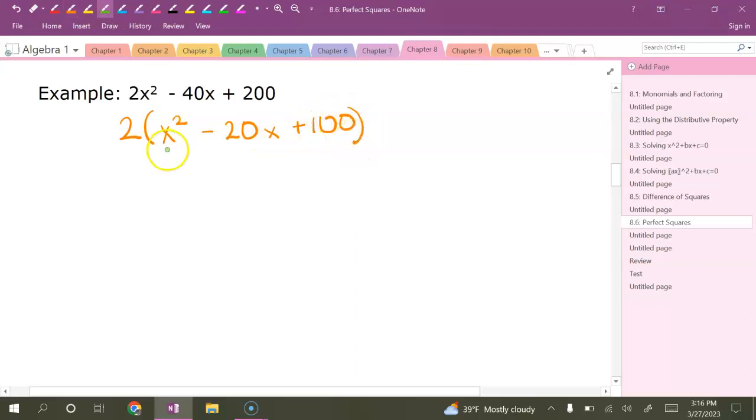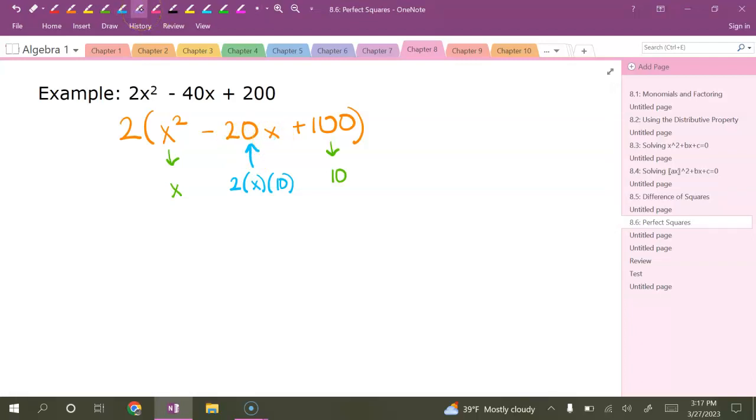Okay, now if I look at the x squared, if I square root that, that just becomes x. If I square root 100, that becomes 10. So they are perfect squares. Let's double check and make sure that the middle term doubled. So you're taking 2 times the x times the 10, and that does give me 20x.